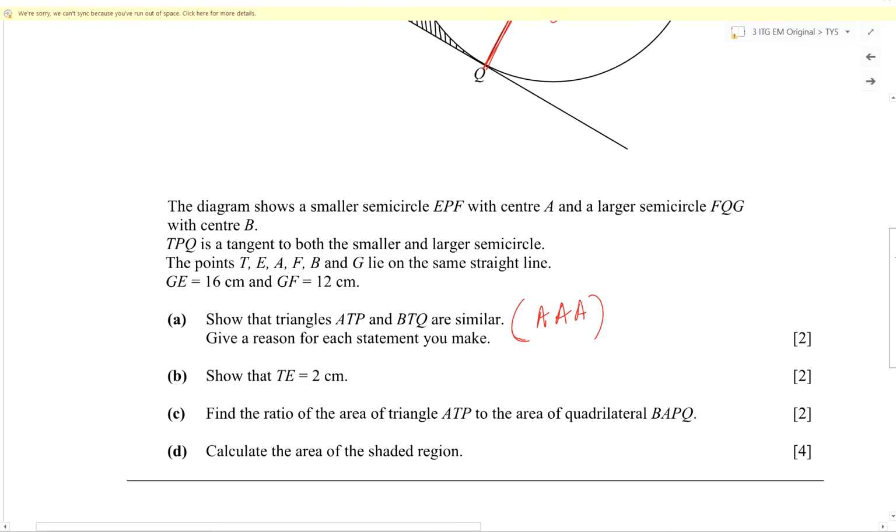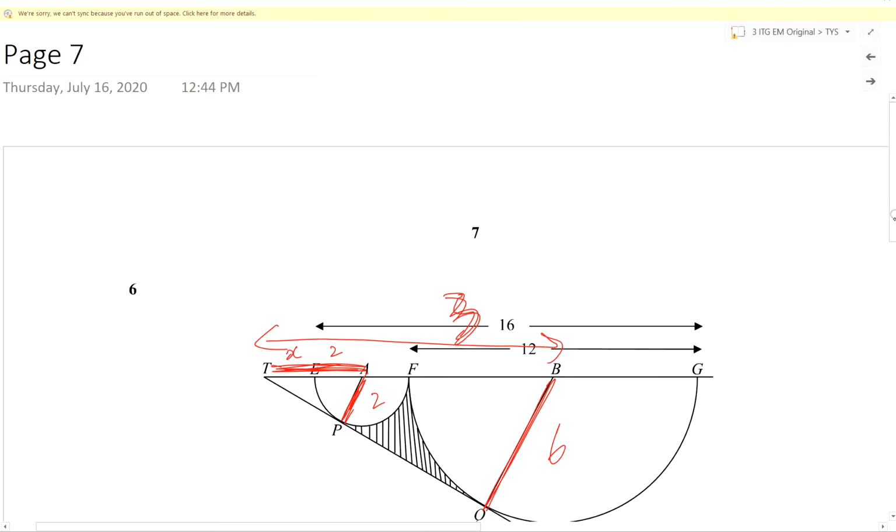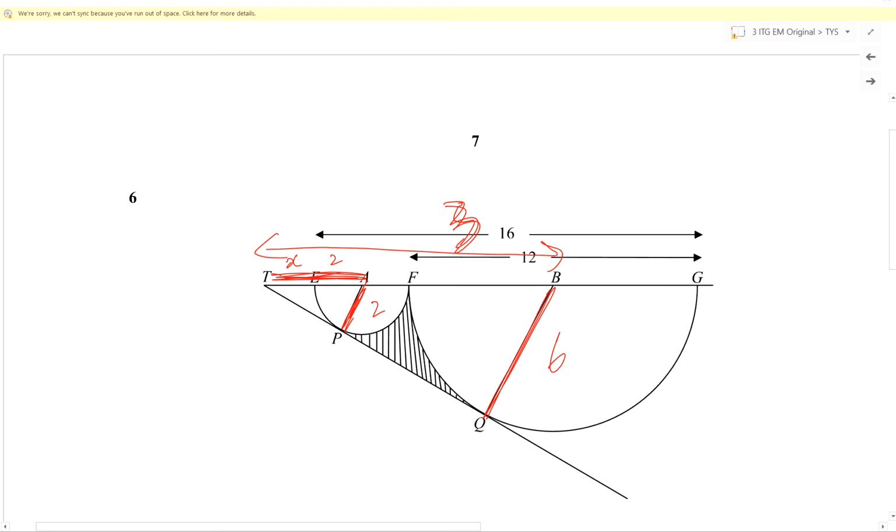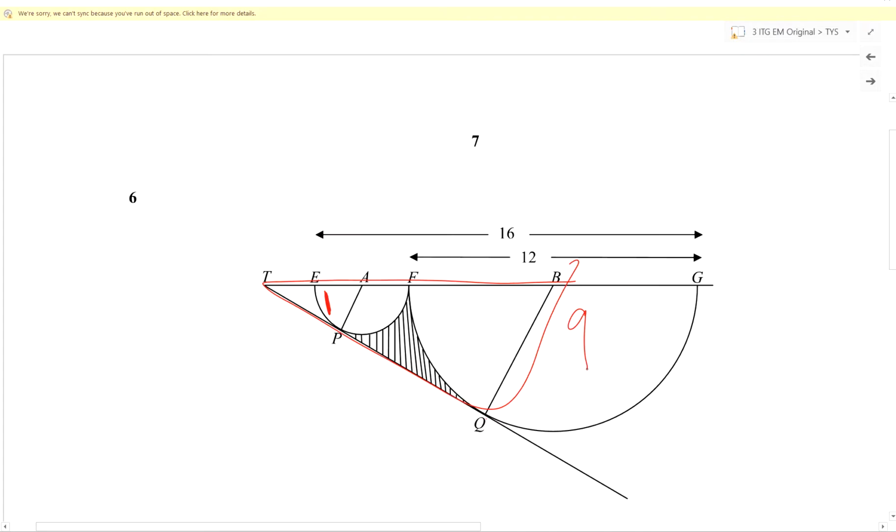Ratio of area of triangle. Now if these two are similar triangles, then the ratio of area is the square of the ratio of sides. Since this is 1:3, this must be area 1:9. So for the quadrilateral over here, this must be A. One step, get the answer.